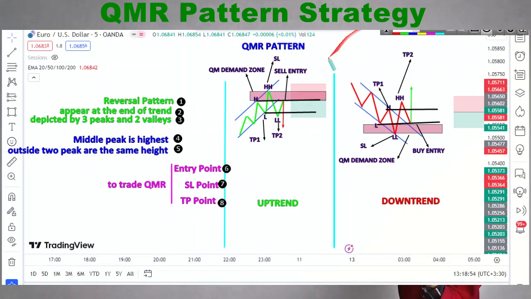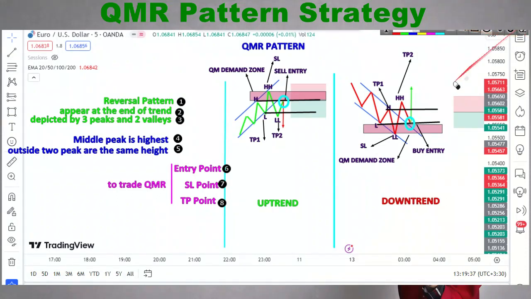You see, QMR pattern is like the shoulder pattern. We enter the buy and sell transaction on the right shoulder. Right shoulder in uptrend is here and in the downtrend is here.